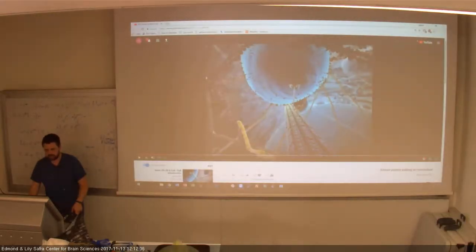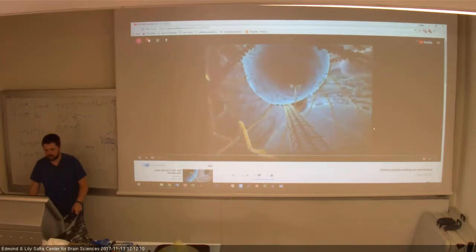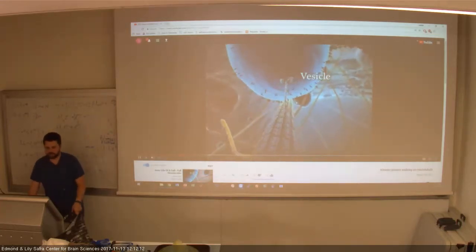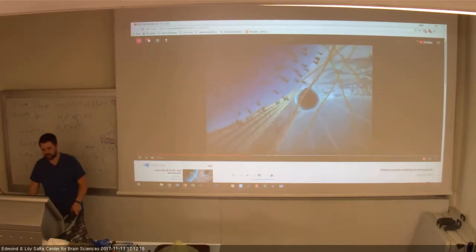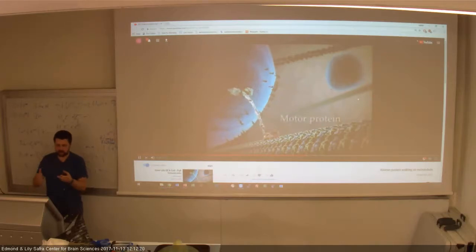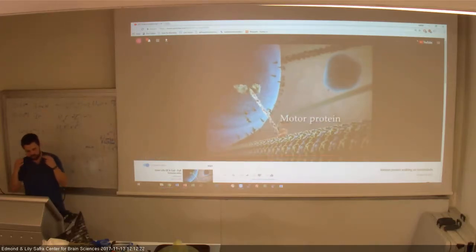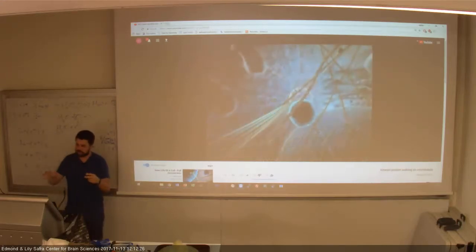So this is a nice animation that's showing the movement of one of these kinesins, and this is more a real representation of the vesicles that it's carrying. I like these animations because they help us imagine what actually happens inside the cell. So this is inside the cell.